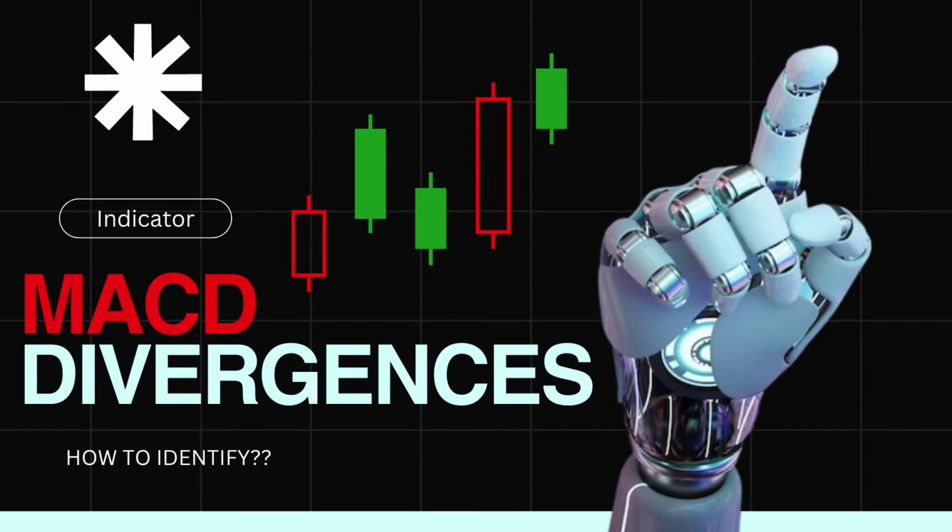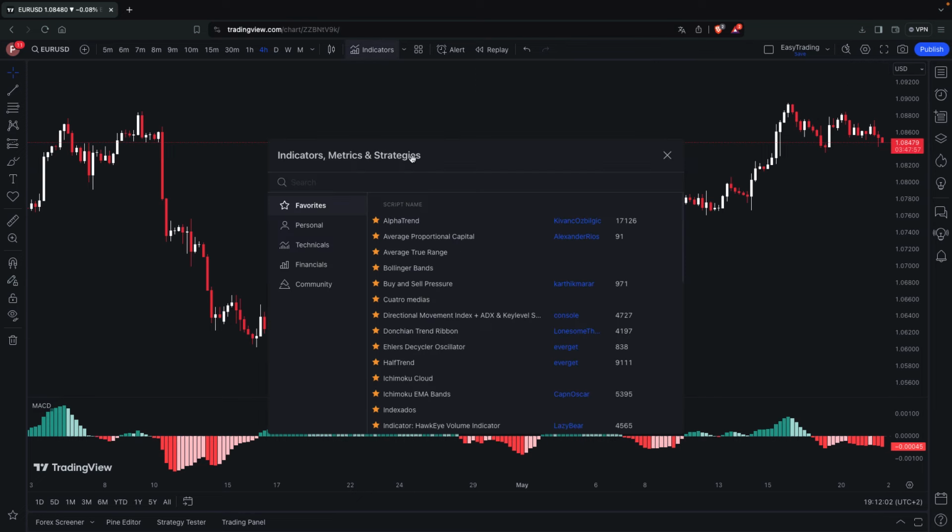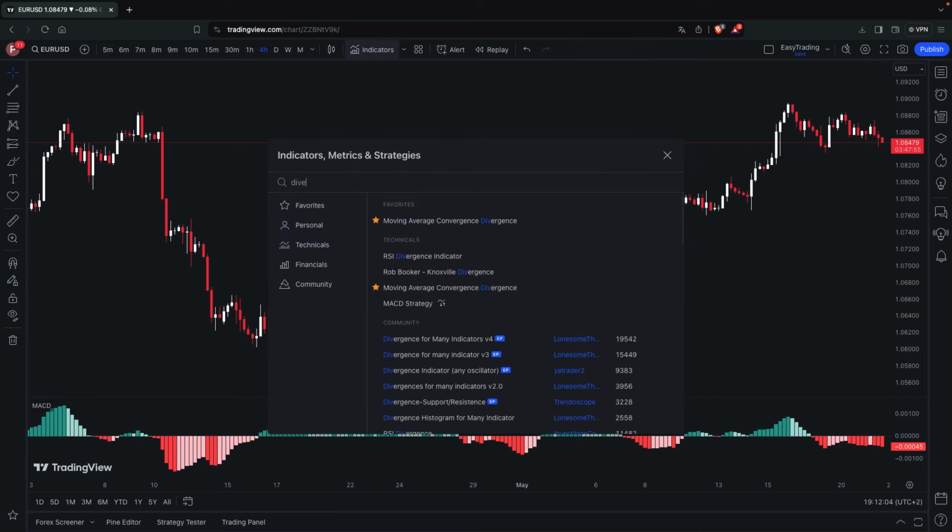Well, we are reaching the end of the video, and as promised, here is an indicator that will help you to spot the divergences in the MACD histogram. Go to TradingView and click on Indicators. Type Divergence and select Divergence for Many Indicator version 3.